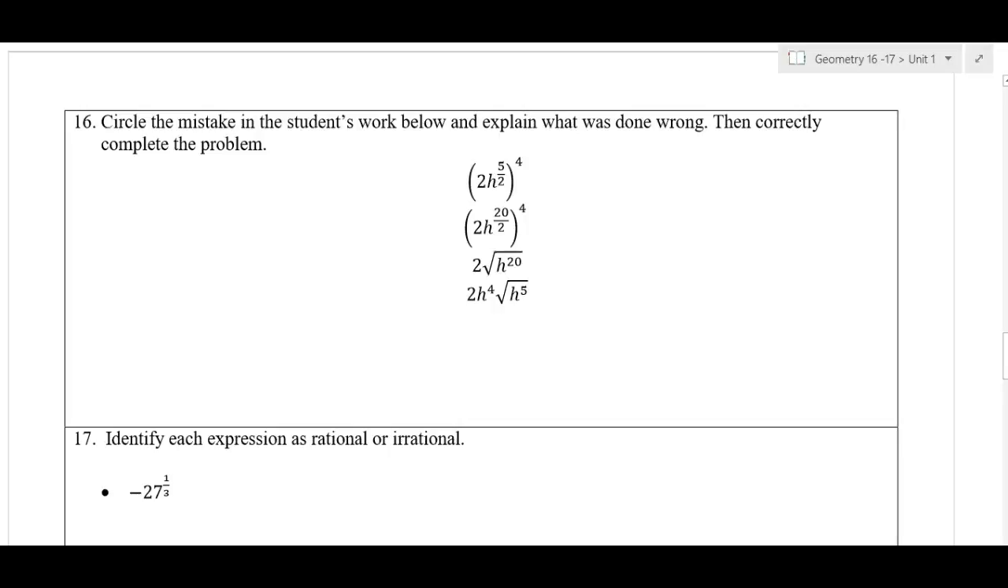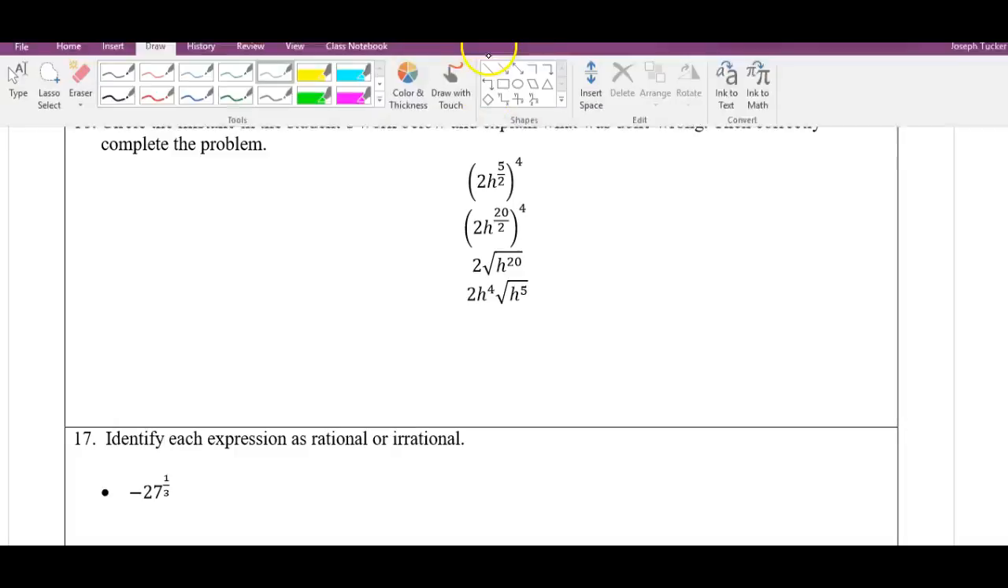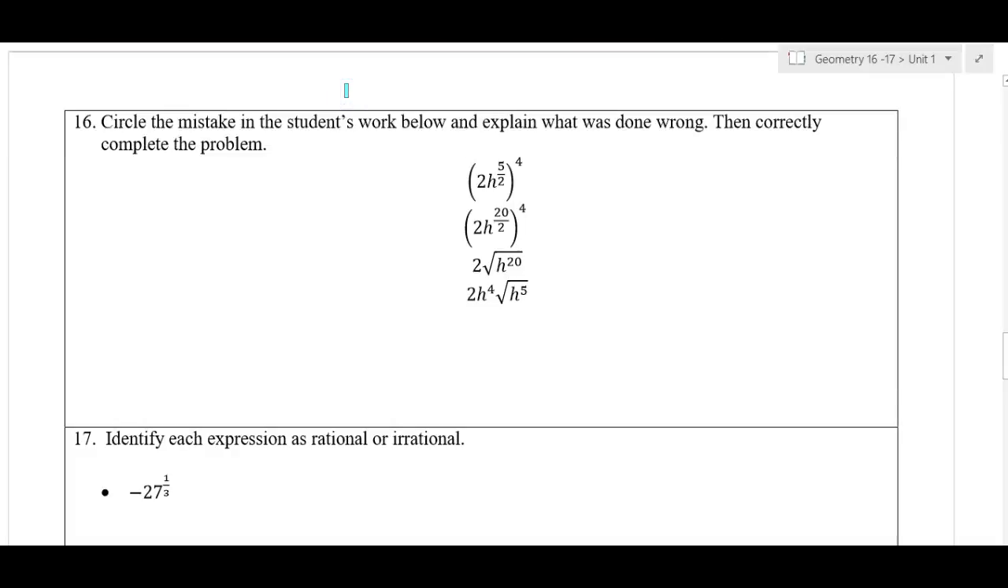So as we're moving through, now we're down to 16 and 17 in this video, okay? 16 asks us to circle the mistake in the student work below, explain what they did wrong, and then correctly complete the problem. So as we're looking through the problem, we're going to start by identifying where we're starting here.